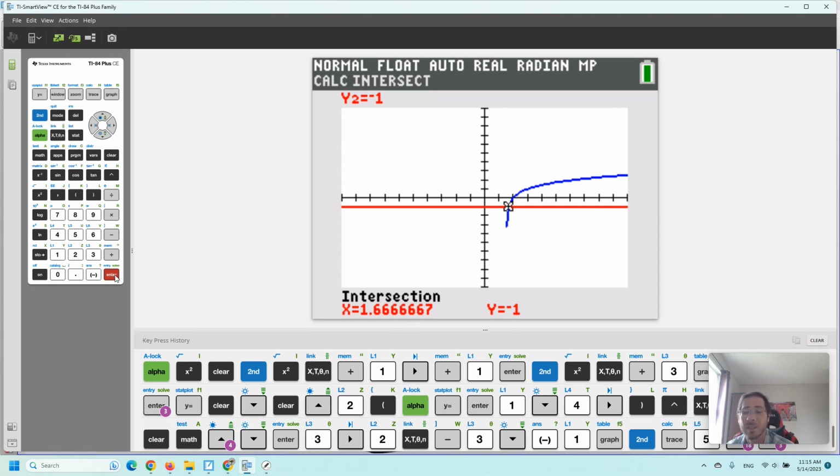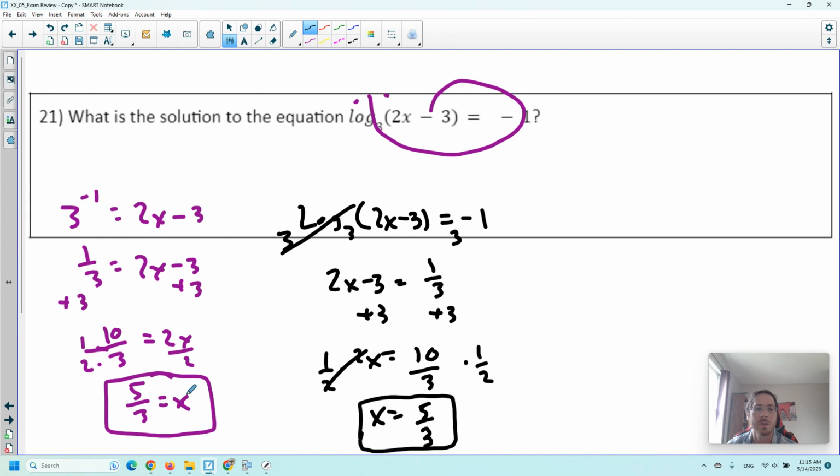Now, 1.667 is not the answer. That's a decimal approximation. The answer is 5/3. So you can't use the calculator unless you know that that's 5/3, which if you do, more power to you. You can't use the calculator, just write down the decimal, and expect that to be correct. So the correct answer is the fraction. The correct answer is not the decimal, because the decimal would be a rounded decimal. It doesn't ask what is the approximate solution. It wants what is the solution. So it has to be exact.